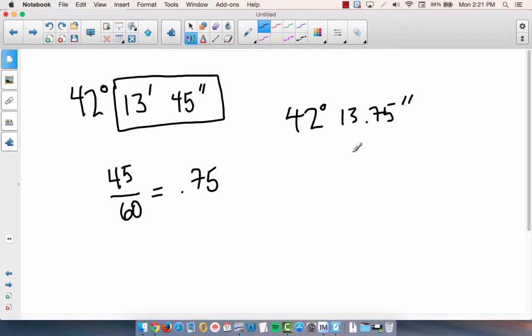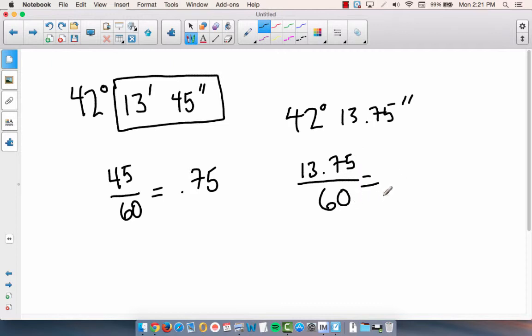Now I can take this 13.75 and find out how much of a degree that is by dividing by 60. Remember, 1 degree is 60 minutes, so 13.75 minutes over 60 minutes will be that decimal of a degree. So I'm going to take 13.75 and divide by 60 on my calculator. Maybe you can do this along with me.